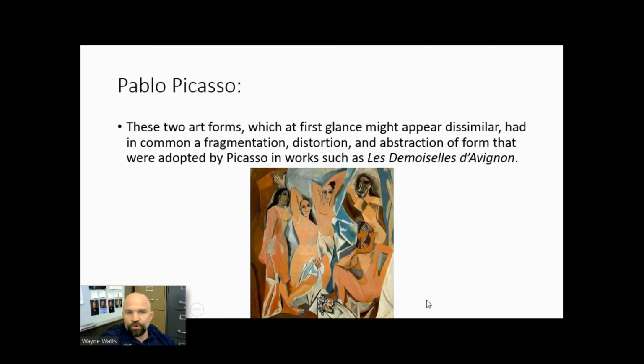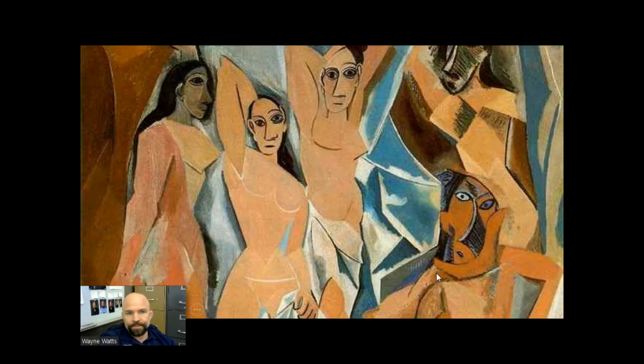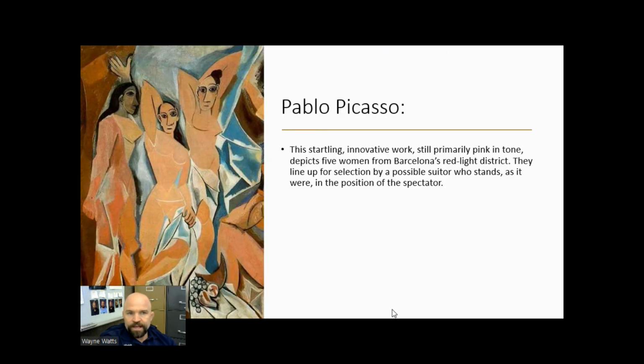These two art forms, which at first glance might appear dissimilar, had in common a fragmentation, a distortion, and abstraction of form that were adopted by Picasso in works such as Les Demoiselles d'Avignon, this one here, one of the most famous of his pieces. This startling, innovative work, still primarily pink in tone, depicts five women from Barcelona's red light district.